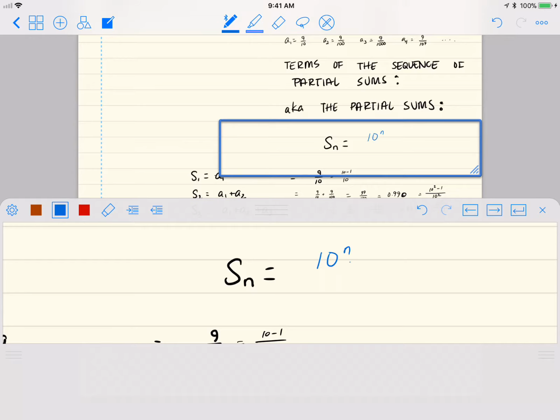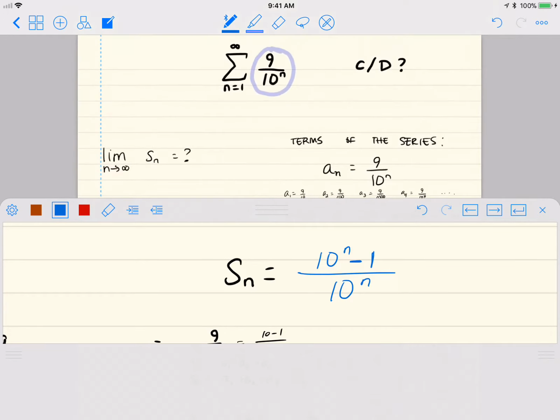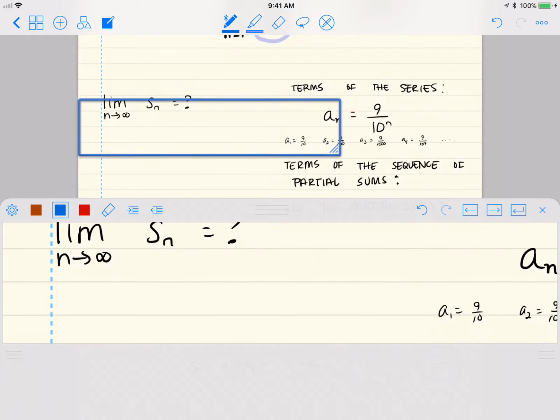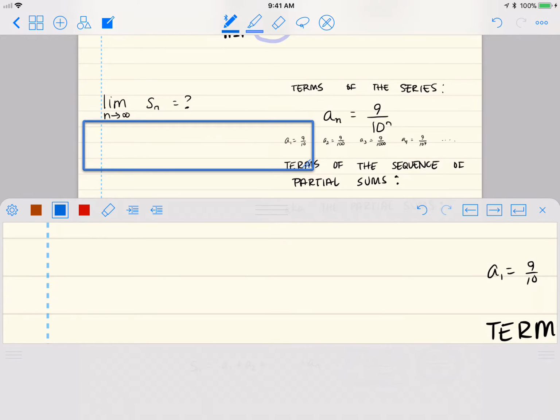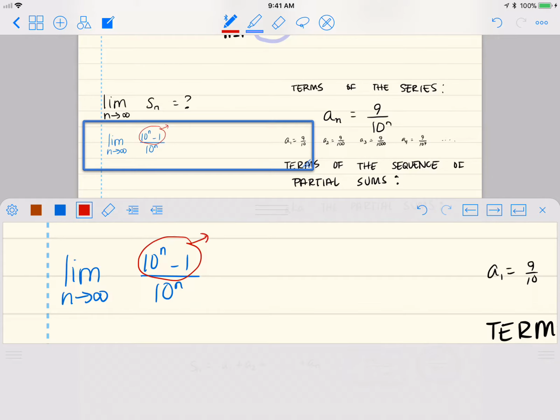So I've got my formula for Sn that I'm going to use: Sn equals 10 to the n minus 1 divided by 10 to the n. Now, when I go up here and I say, what is the limit as n approaches infinity of Sn? I'll say, oh, okay, I know that. That's the limit as n approaches infinity of 10 to the n minus 1 over 10 to the n. How do I find this out? The numerator is going to plus infinity. The denominator is going to plus infinity, right? So we could use L'Hopital's rule.